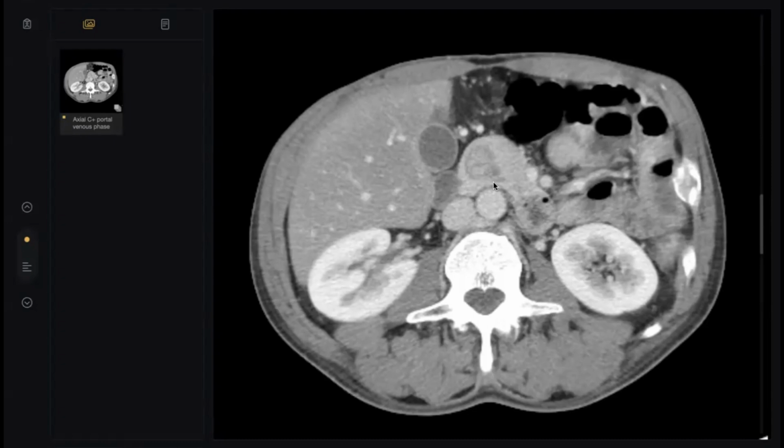Why does this patient have vomiting? Because this is obstruction. Doctor, in your opinion, what is the line of treatment here? The obstruction at the duodenum, gastrojejunostomy. Okay, correct. Bypass operation. Yes, correct. Very good.